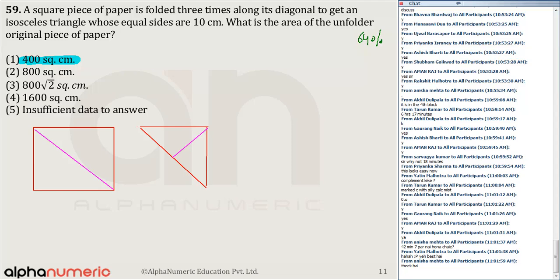ठीक है, again it is folded along the diagonal. So it is folded along the diagonal. So ये हो गया, fold कर दिया मैंने. So now the figure will look like this. Okay, now let's start writing the answers.